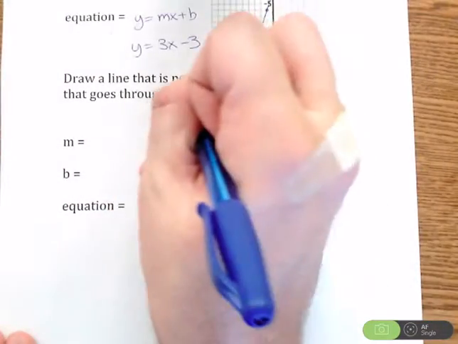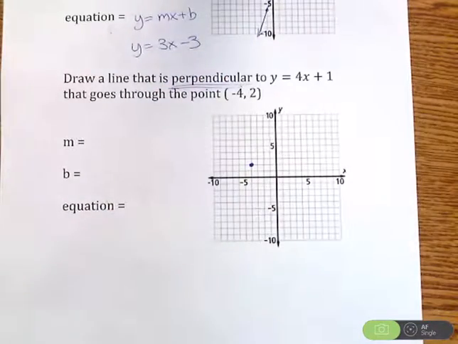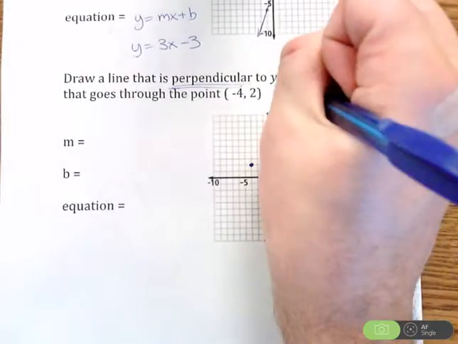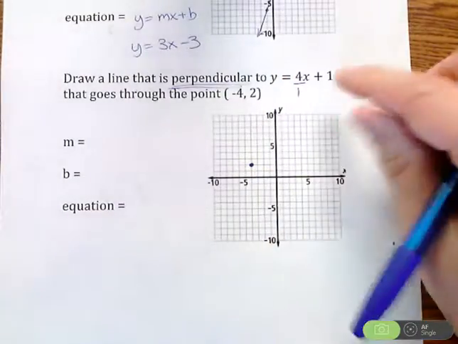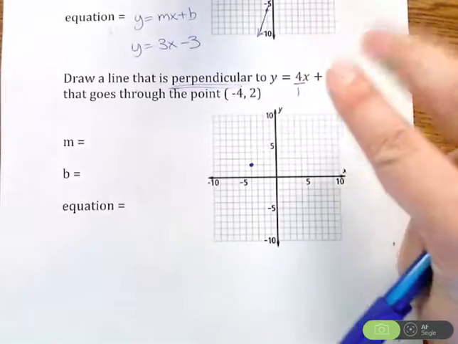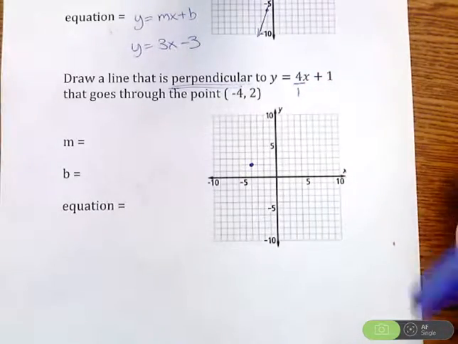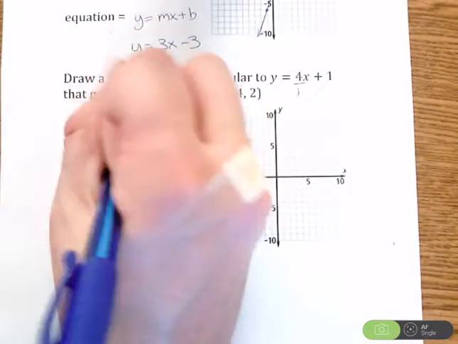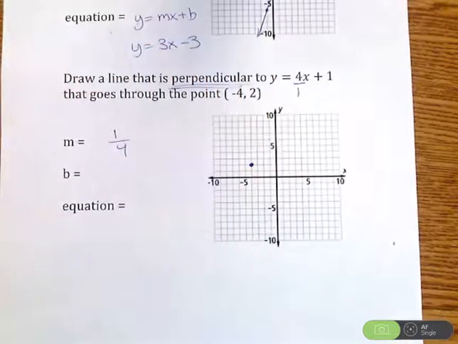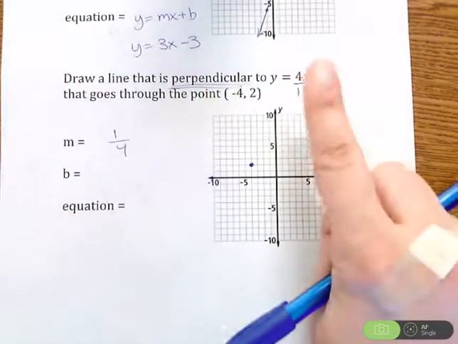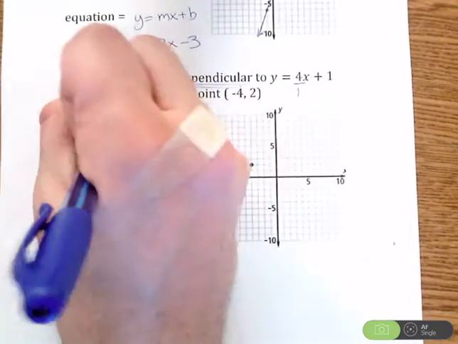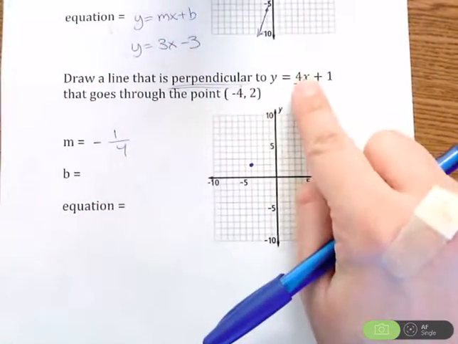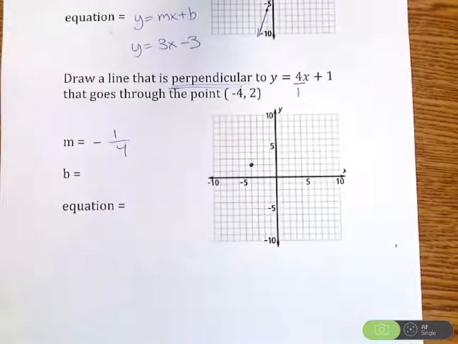So perpendicular, again, that means the slopes are opposite reciprocals. So my original slope is 4 over 1. So if I take that, I need to flip it and change the sign. So instead of 4 over 1, I'm going to have 1 over 4. And it was positive, so now I'm going to have negative. If it was originally negative, it would now be positive.